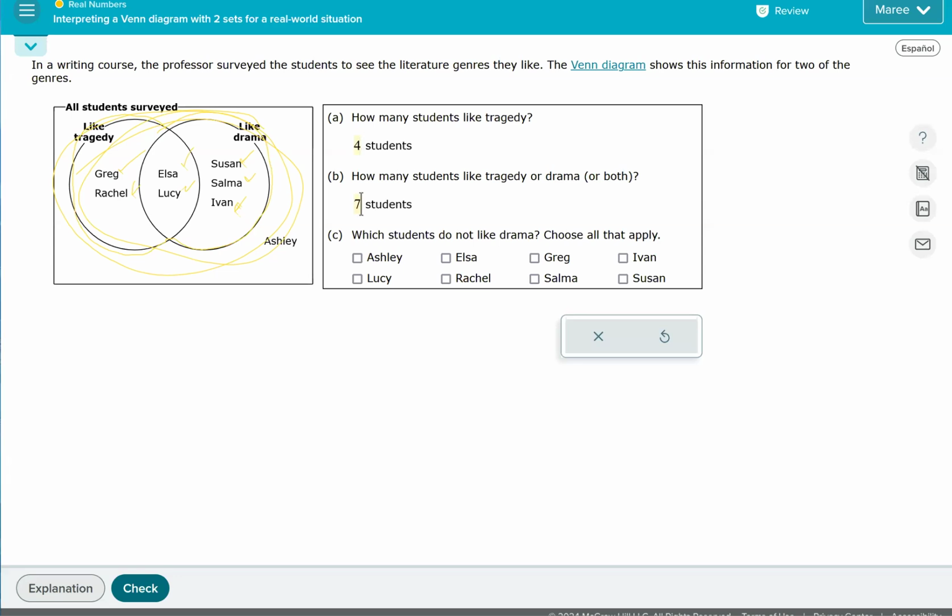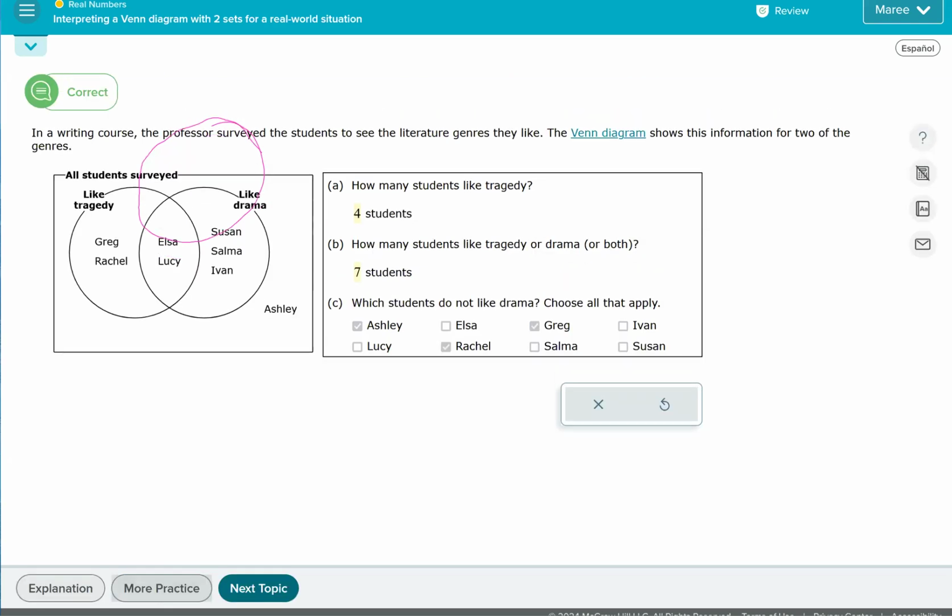Which students do not like drama? So in this case, we'll focus on the circle that's drama. Okay, we'll focus on that one. And we want all the students that are not in that circle. So we have to include Greg and Rachel, and then also Ashley.